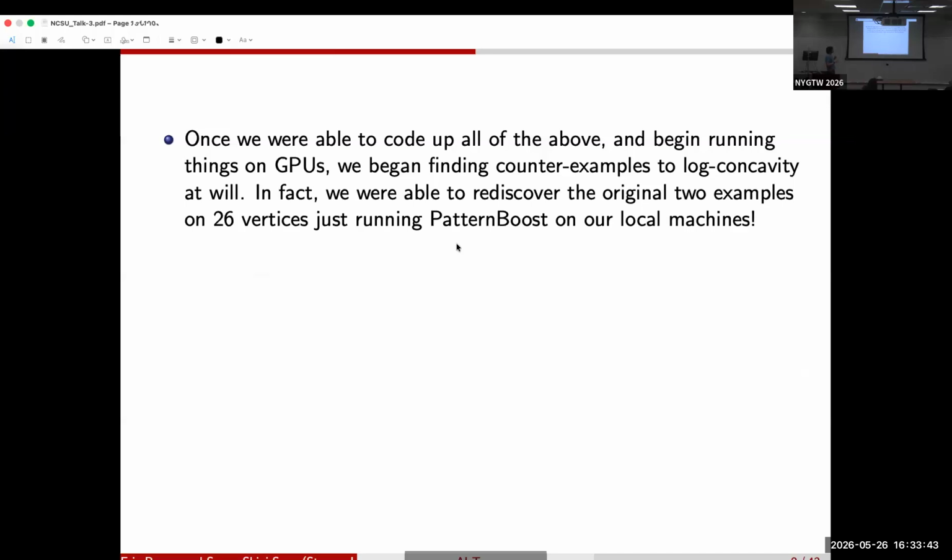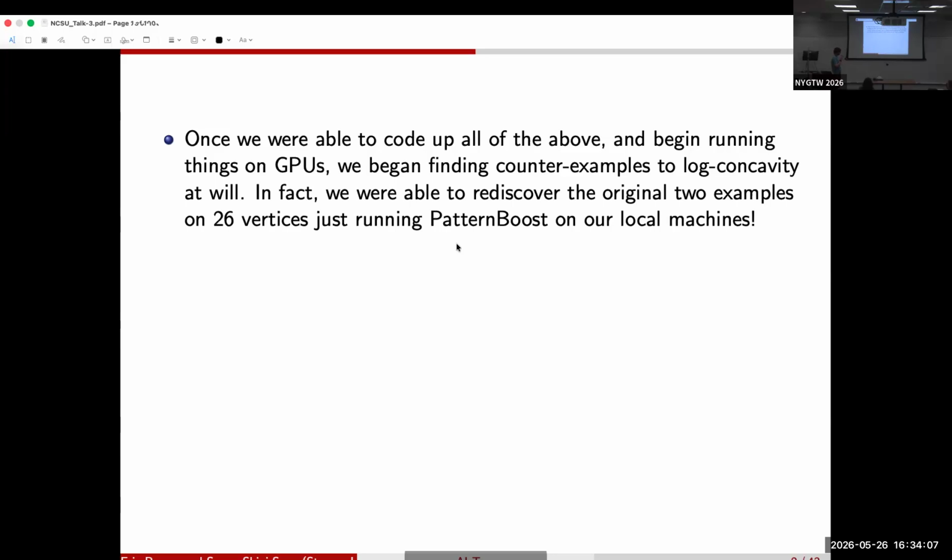All right, so once we were able to code up all of the above and begin running things on GPUs, we began finding counterexamples to log-concavity pretty much at will. At first we ran it on our local machines, and it took us weeks of engineering, like, oh, let's swap the order of these two if statements to make it run a little bit faster, and dumb engineering things.